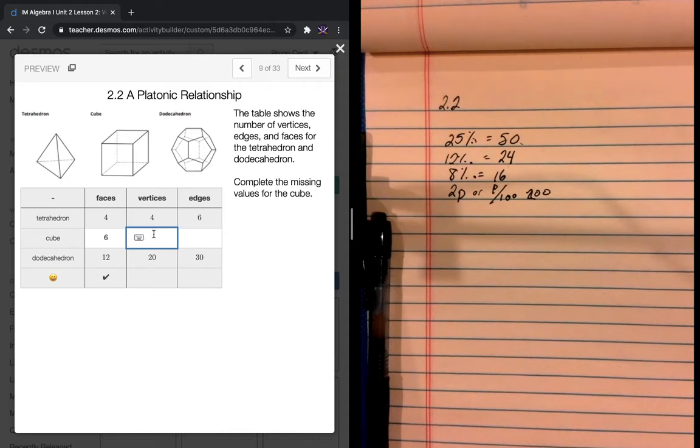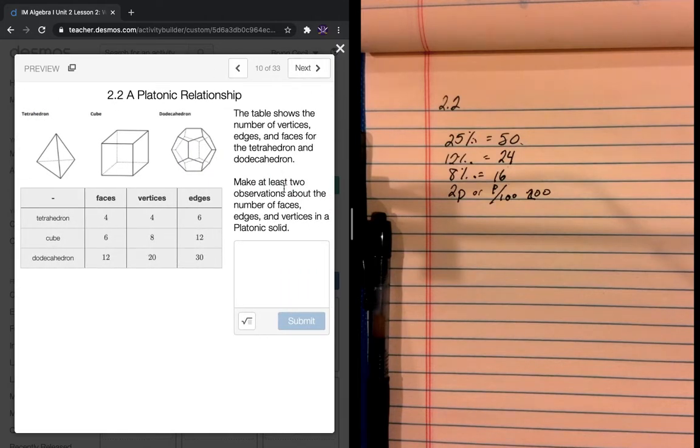Okay, we come over to the cube, I'm sorry, its vertices. Vertices are the points here. So I count my points: 1, 2, 3, 4, 5, 6, 7, 8. So we have 8. And then when we look at its edges, where this part right here, well, I've got 4 here, 5, 6, 7, 8 there, but then I also have another 4. So I have 12. Okay?